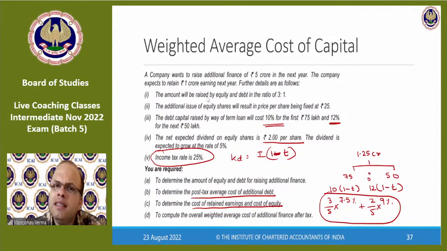The dividend is given to us 2 per share and expected to grow. And we are talking about the next year. Okay, Khushi says, why multiply by 3 by 5 and 2 by 5? Khushi, what is the debt ratio? 1.25 crores comprises of 2 types of debts, 75 lakhs and 50 lakhs. What does that ratio comprise of? 3 to 2. Khushi, that is a ratio.